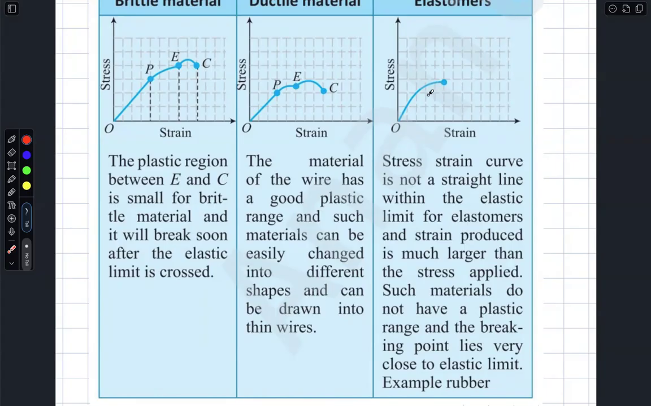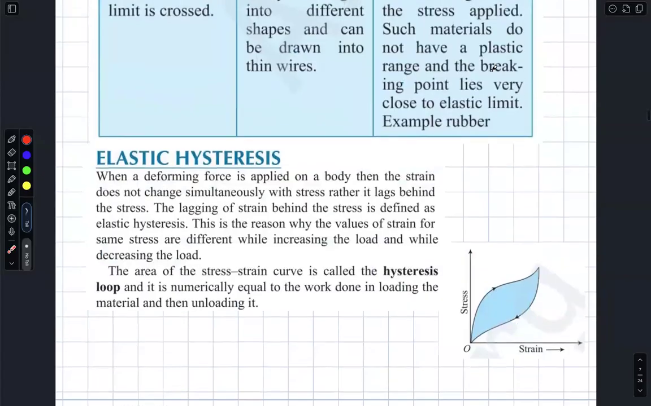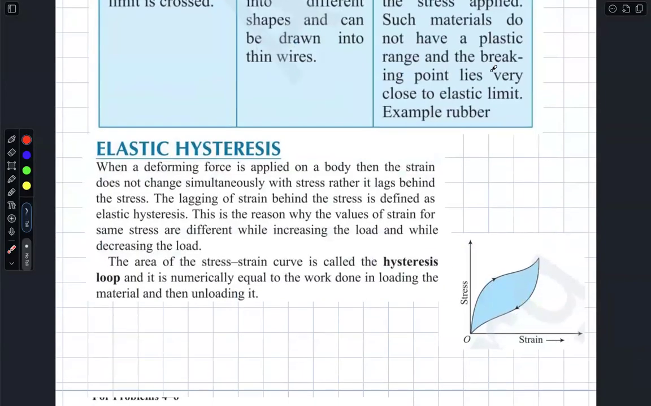The problem with these materials is they do not follow straight line behavior in the stress strain graph. It's a bit curved. So there is no proportionality limit in this graph because there is no straight line behavior. Straight away they reach this point, which is E or C. There is no plastic range. Example: rubber. Right.